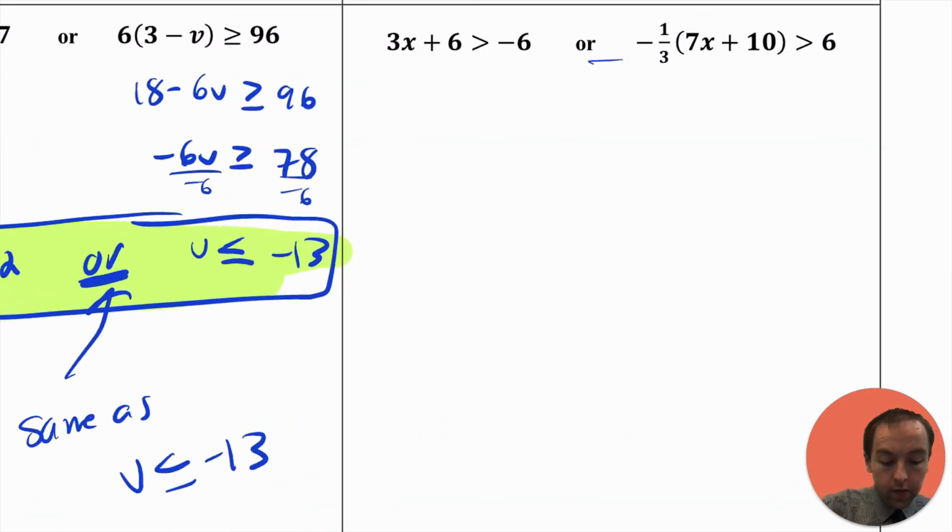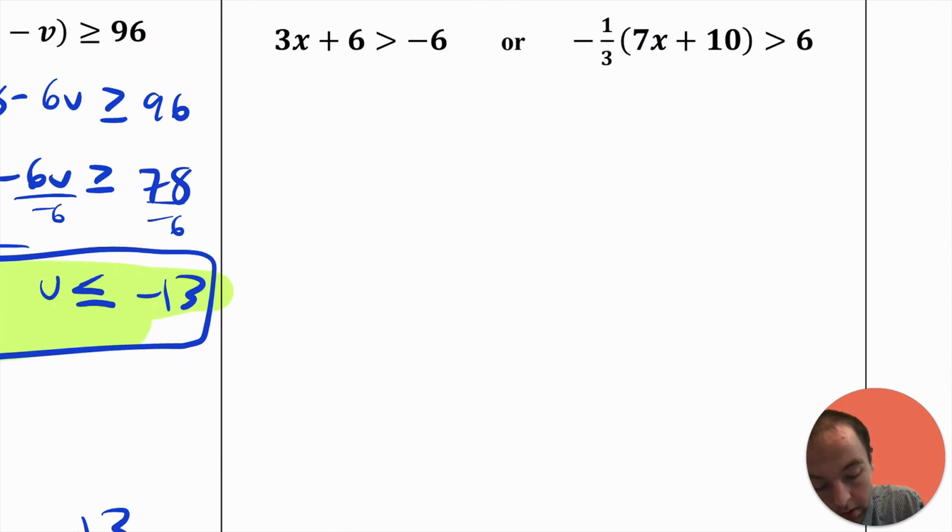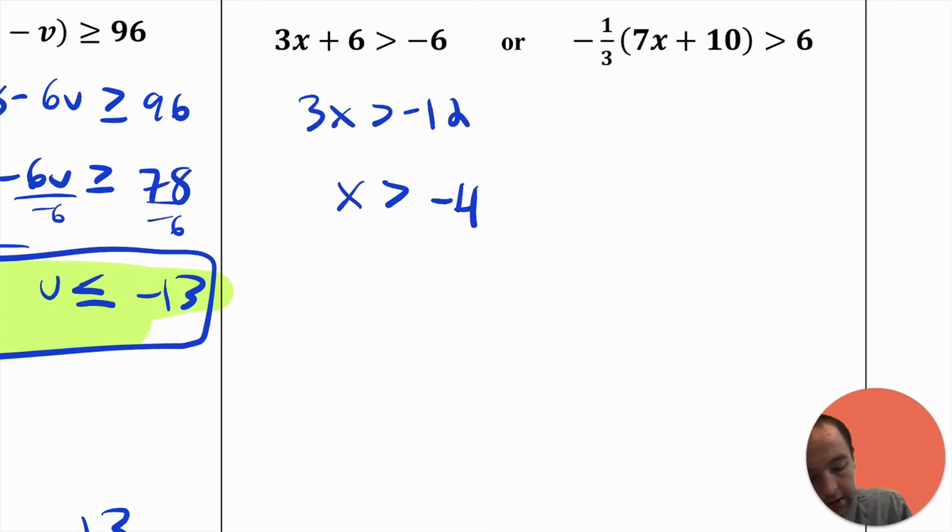And then one last final example with ORs here. So if I solve the left-hand one, we're going to subtract 6. Be careful, it's negative 12. And then divide by 3. We're not dividing by a negative, we're dividing by a positive 3, so the inequality symbol stays.